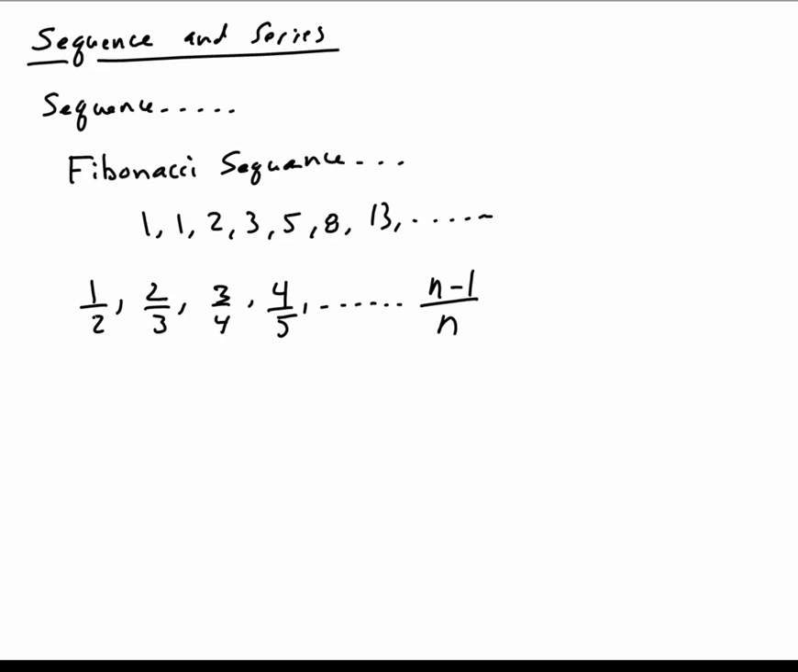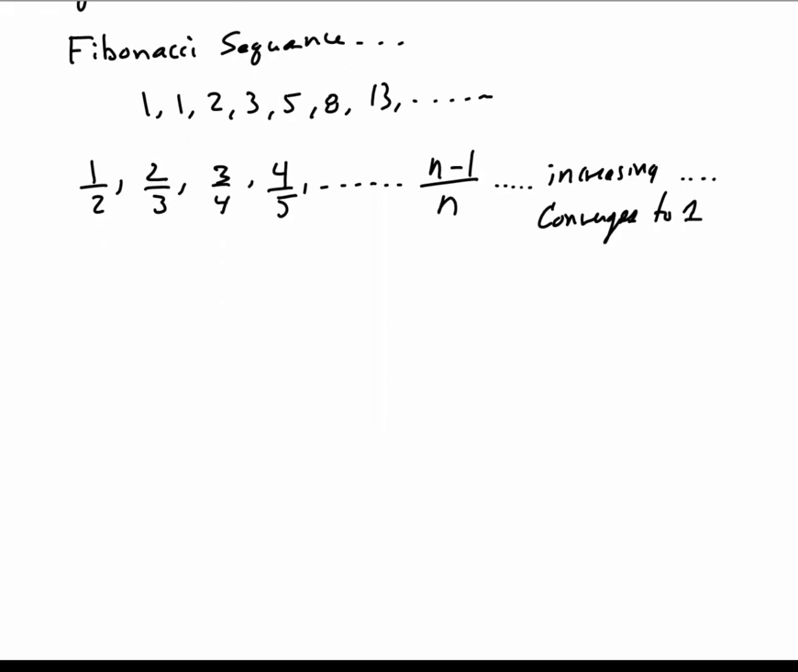Now if we look at these terms, 1/2, 2/3, 3/4, it looks to me like as these terms go on, because they are getting larger, they're getting closer to 1. So they're increasing and getting closer and closer to 1. So we might say that it converges to 1. Although it will always get larger, it'll never go over 1. So it's converging toward 1. Now if you think about the idea of a limit, if you take the limit of n minus 1 over n as n goes toward infinity, that limit is 1. And we'll tie that idea into this conversation shortly.